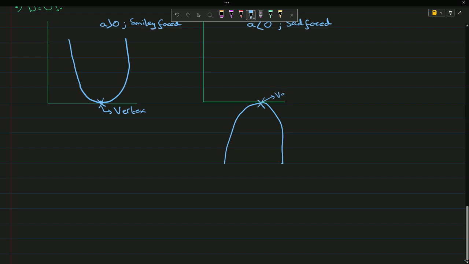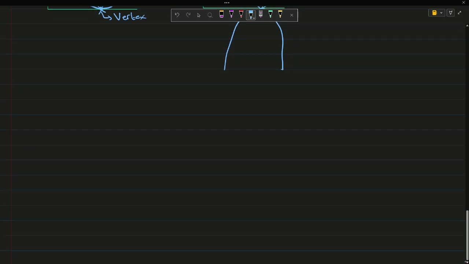Vertex. This happens when the coefficient of x square, otherwise a, is less than 0, otherwise the coefficient of x square is negative. Now the third and the last example.